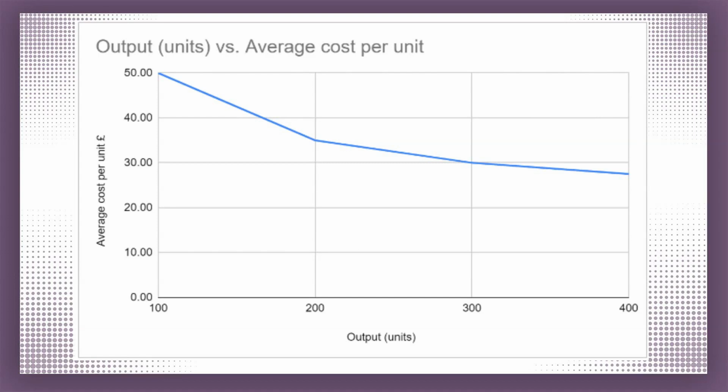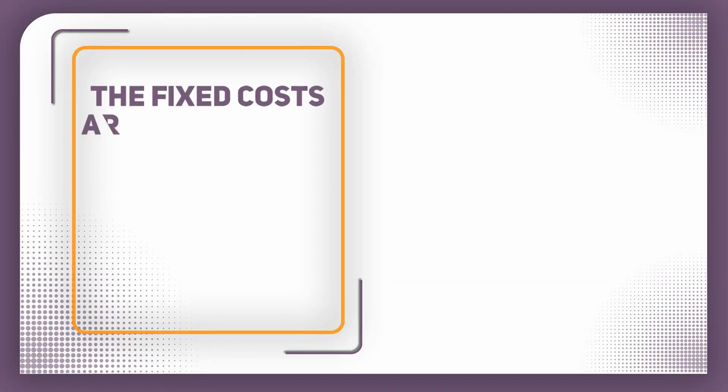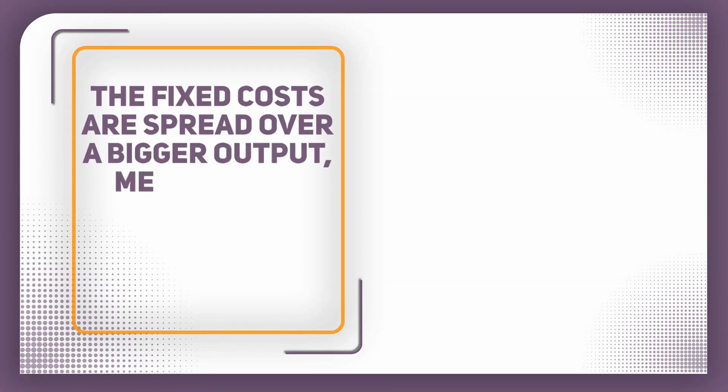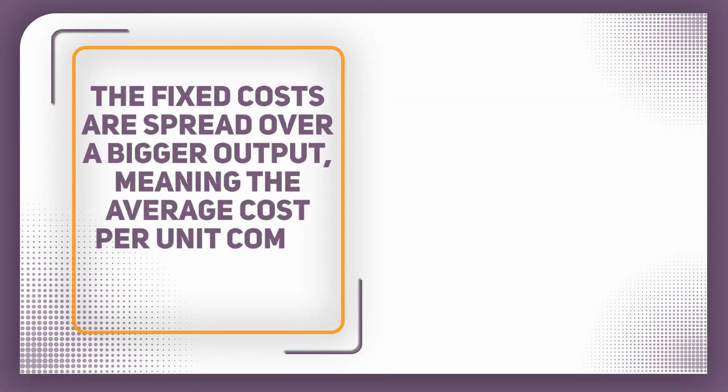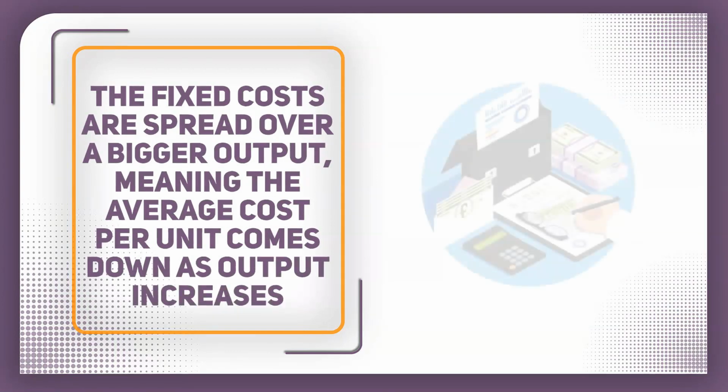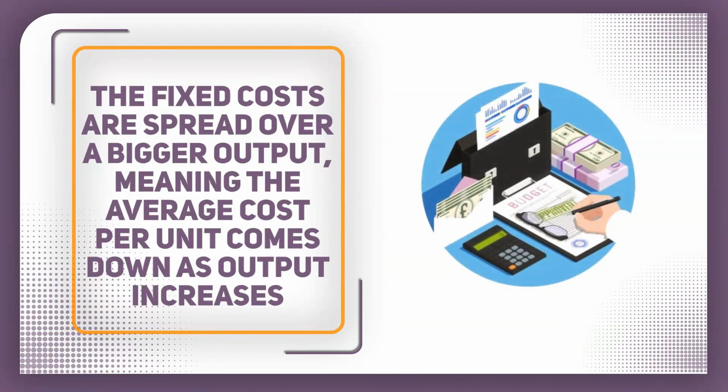The variable costs are actually the same per unit, and the fixed costs are the same at every level of output. So what's changing? How can the average unit cost be coming down? Well, the answer is that the fixed costs are spread over a bigger output, meaning the average cost per unit comes down as output increases and the business makes more. If you imagine that the £3,000 worth of fixed costs is now spread over so many more units, that the average is significantly reduced.